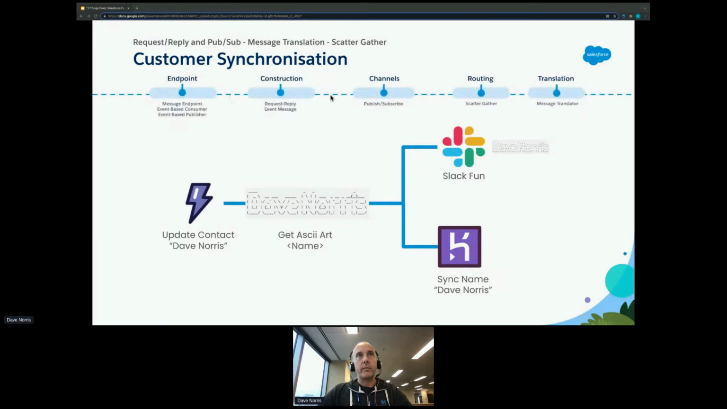So if I was to summarize the integration patterns I want to use, it has to be really a publish subscribe pattern, because I want it to be event-based. And some of these services, like requesting ASCII art, is a third-party service, which uses a request reply synchronous pattern. And I'm going to have to route this to 2 destinations in parallel. So I'm going to use a scatter gather route. And of course, at each step, I'm going to have to translate the message that I get from Sales Cloud into something Slack understands and to something I can push into a Postgres database.